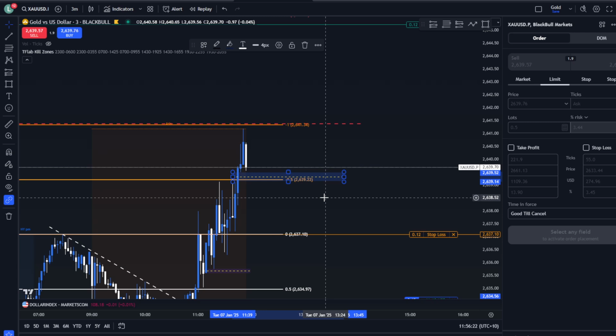Order blocks, if you get them correct, are a lot more accurate, but they're a lot harder to find as well, the good ones. But the good ones, when they do get hit, they respect insanely well. But fair value gaps are a lot easier to spot, and price kind of does what it wishes with fair value gaps. But they do have importance.